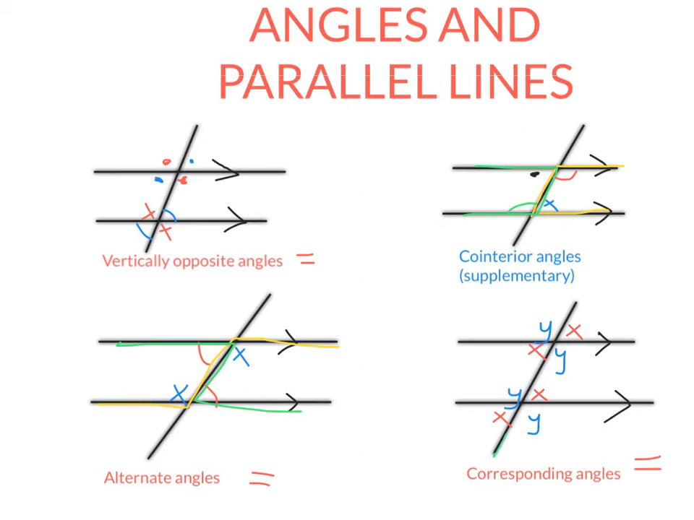So corresponding angles make an F shape like this. This angle and this angle are corresponding. Corresponding angles are equal. If this was 50 degrees, this would be 50 degrees too, and so on. So we can use all this to find unknown angles. Let's have a look at that now.